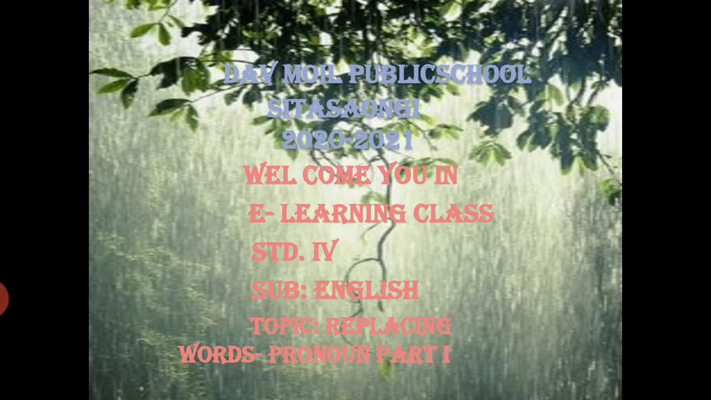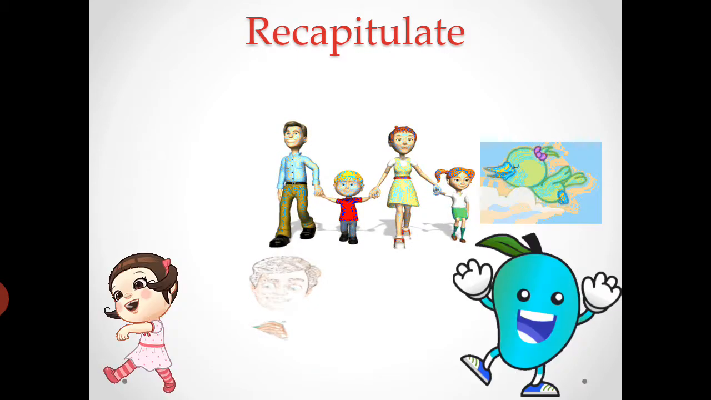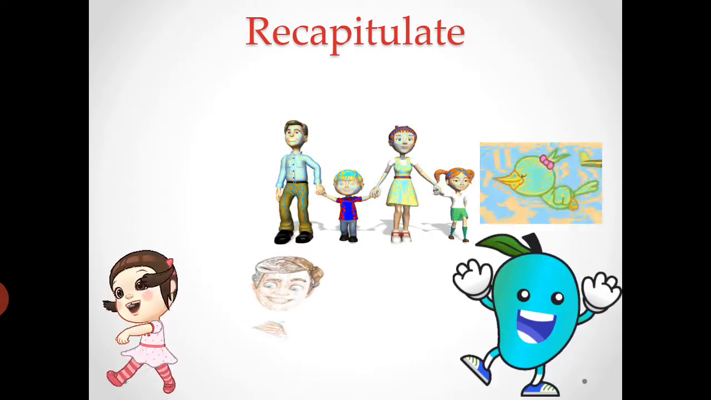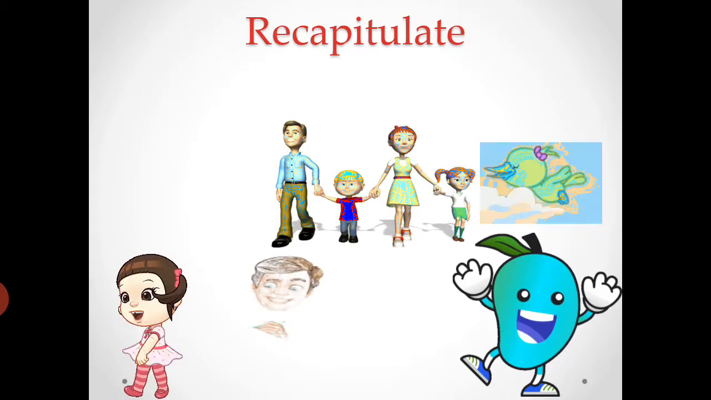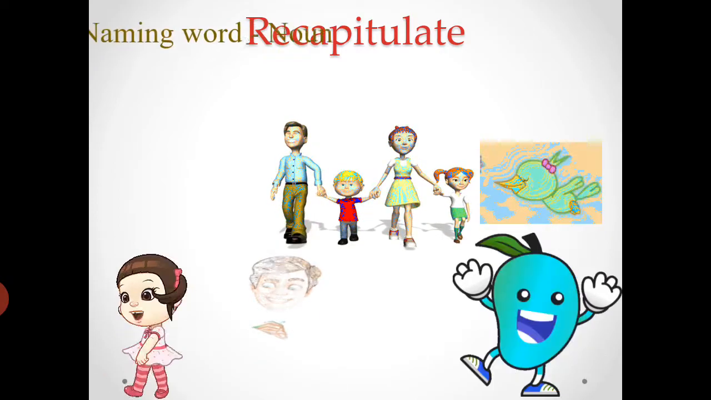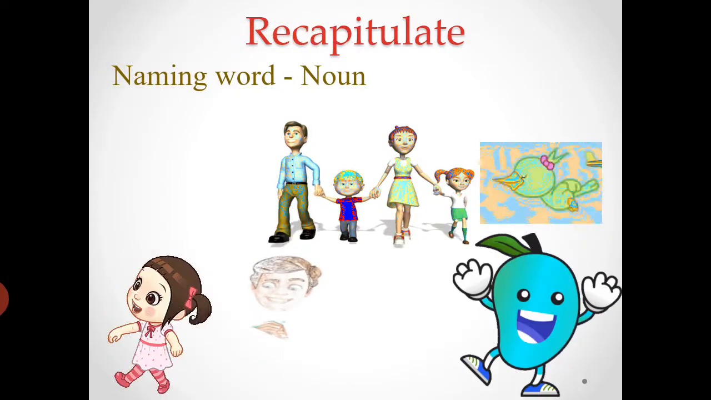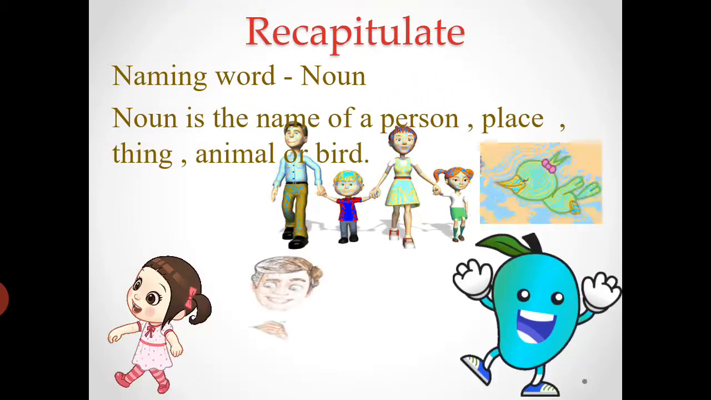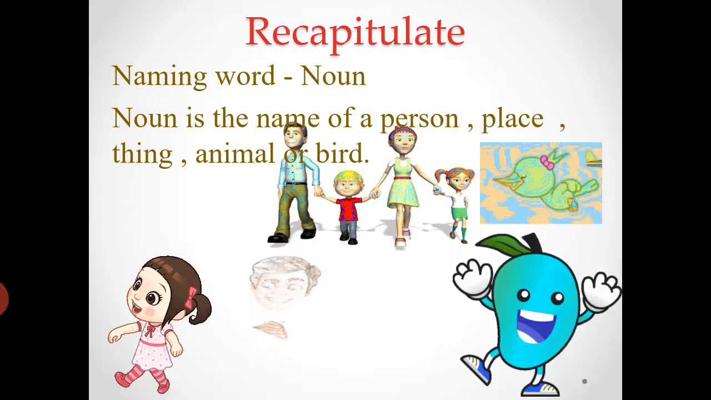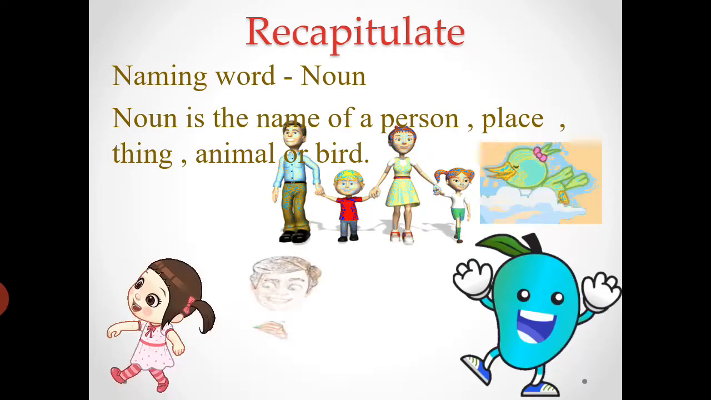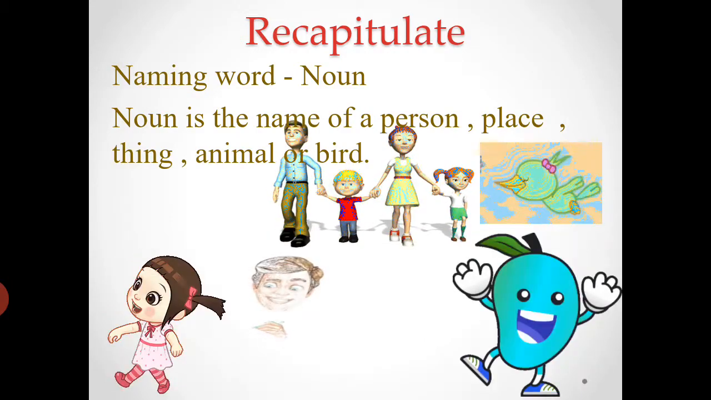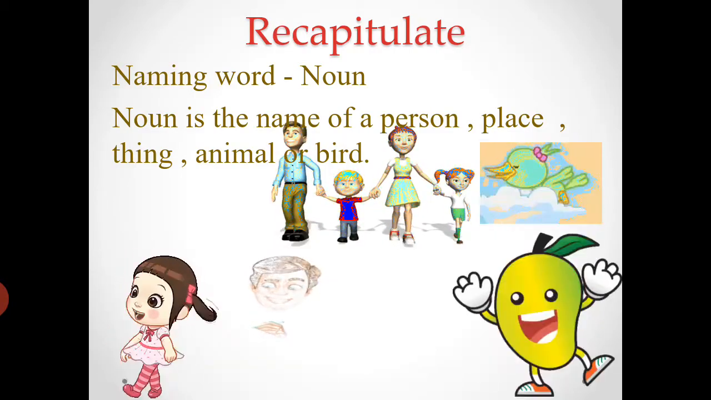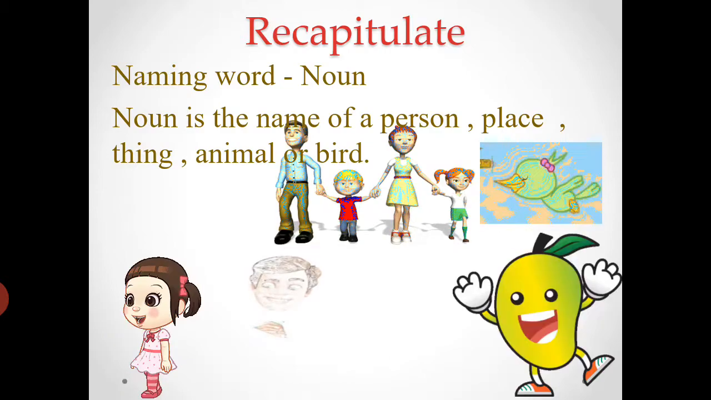In the last video we learned noun. First we will recapitulate the topic. What is noun? Noun means naming words. Noun is the name of a person, place, thing, animals or birds. Repeat again with me. Noun is the name of a person, place, thing, animal or birds.